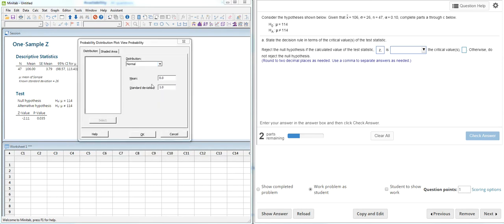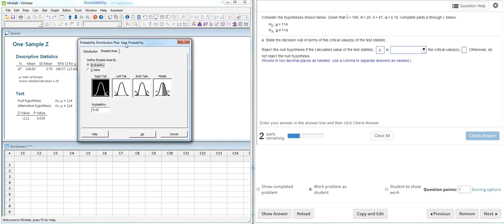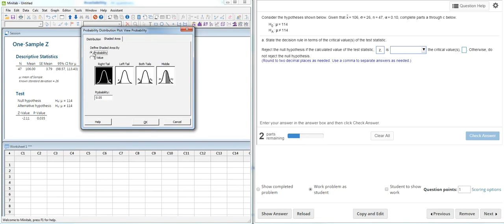You'll notice I'm staying on the standard normal distribution because that's where you get critical values from. So mean 0, standard deviation 1. I'm going to click over to shaded area, and I do want to throw in a probability. My alpha is 10%, so I want to throw that in there. And I do want it to split between both tails, so I'm going to select both tails. This should produce my critical value.